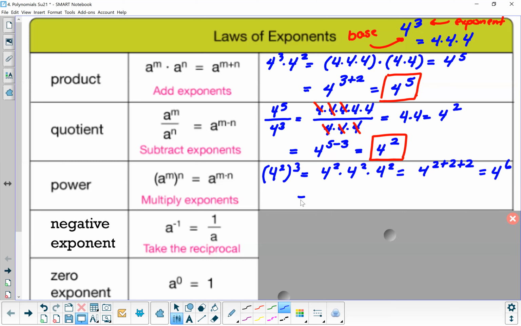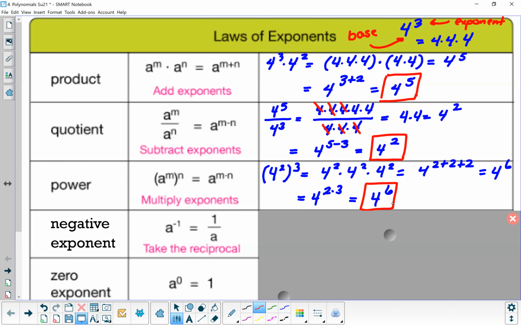Now if we use the power rule, which says when you have a power to a power, you can multiply the exponents. So instead, we could have just done 4 to the power of 2 times 3, which equals 4 to the 6th power. And again, we arrive at our simplified expression much quicker.